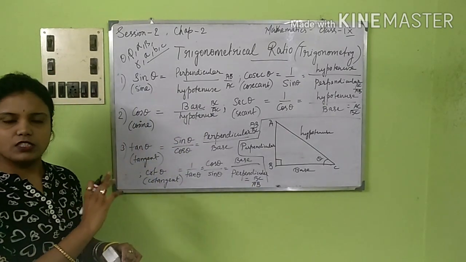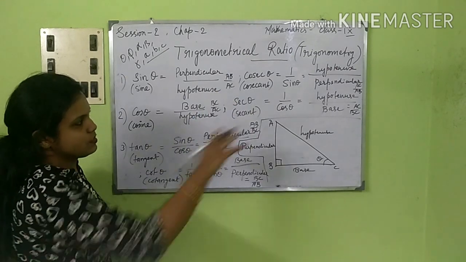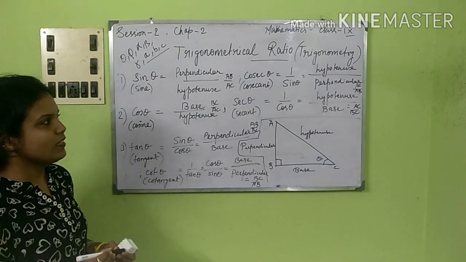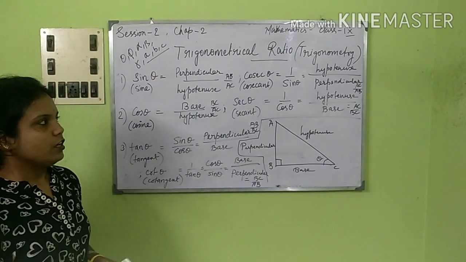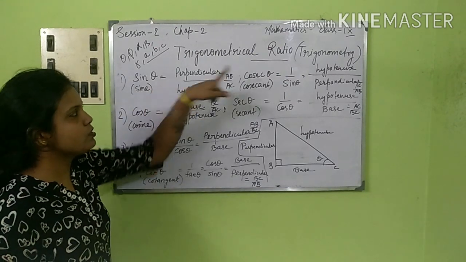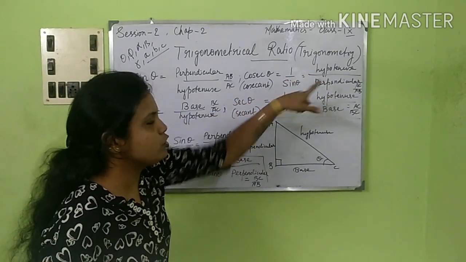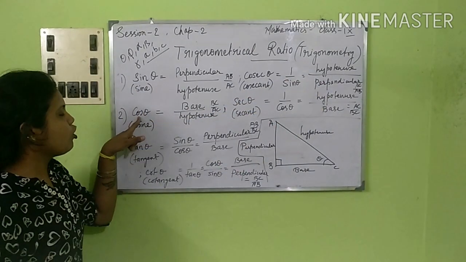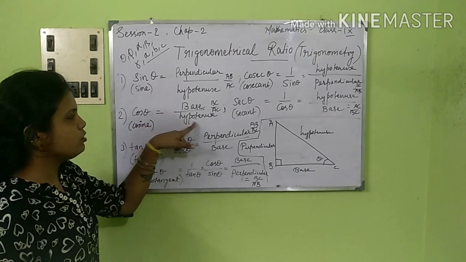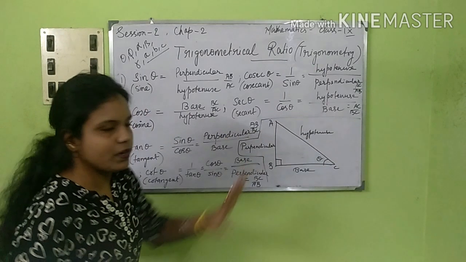If you rewind this video, I think you can easily see these terms. And again, I'll repeat once more so that you don't have any problem. Sin theta, perpendicular by hypotenuse. Cosec theta is the reciprocal of sin theta, that gives you hypotenuse by perpendicular. Next, cos theta gives you base by hypotenuse. The reciprocal of cos theta gives you sec theta, that is hypotenuse by base.